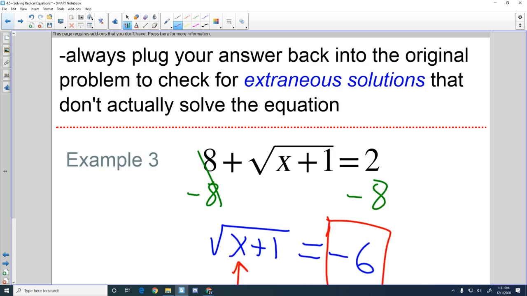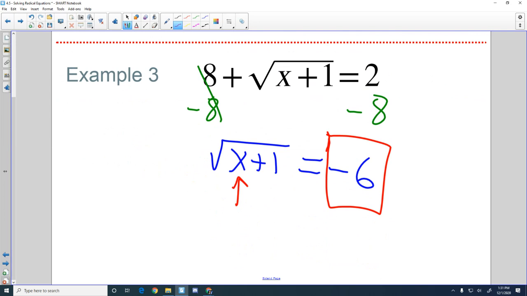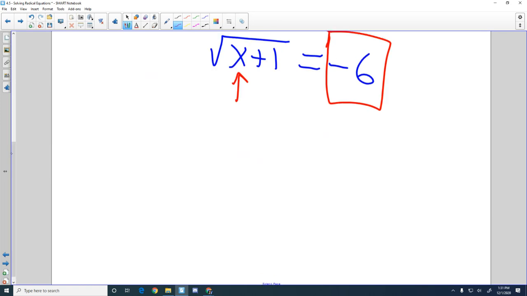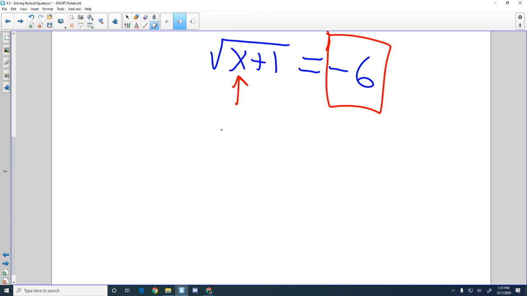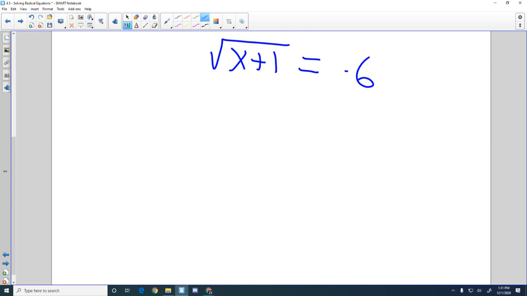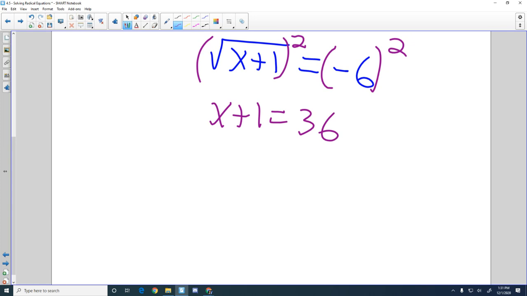It's only when your index is an even number, such as a square root, that you're never going to get a negative. So just for fun, let's keep on playing this out and see what would happen if I continue to solve this. I'll just work through this, and you can just watch if you'd like. I'm going to square both sides. Remember, this is a negative 6. When I square both sides, we get x plus 1 equals 36. Subtract 1, and we get x equals 35.